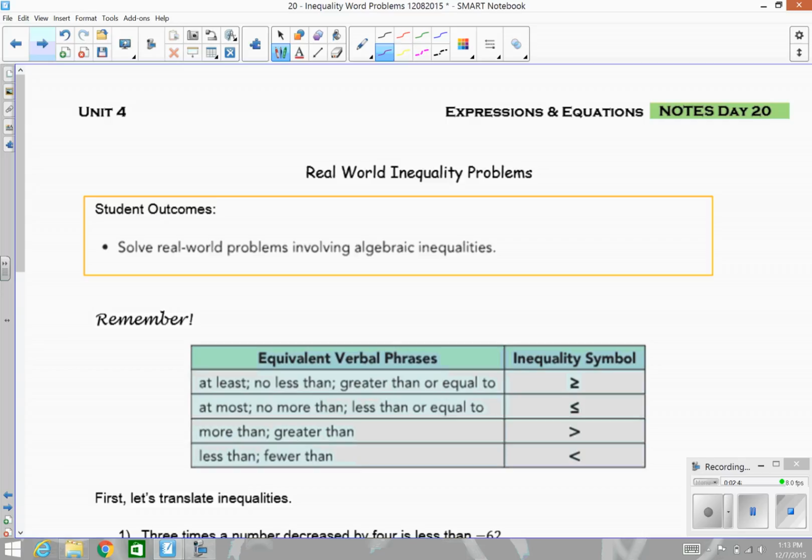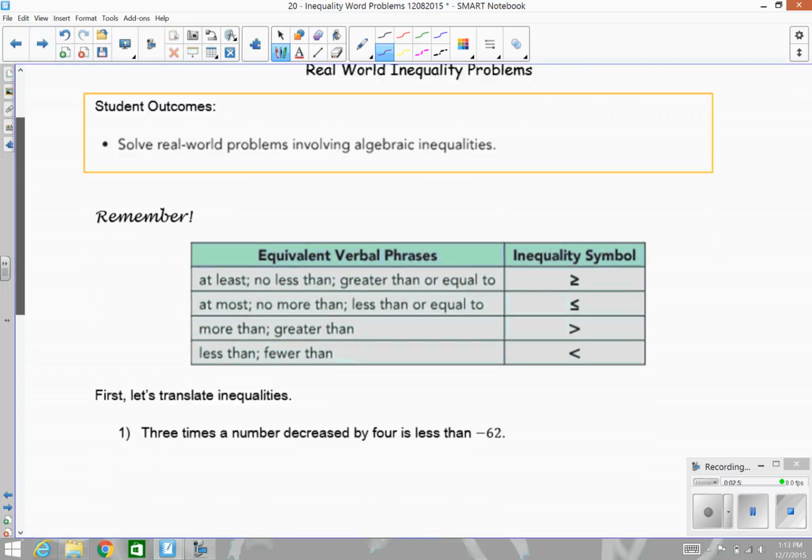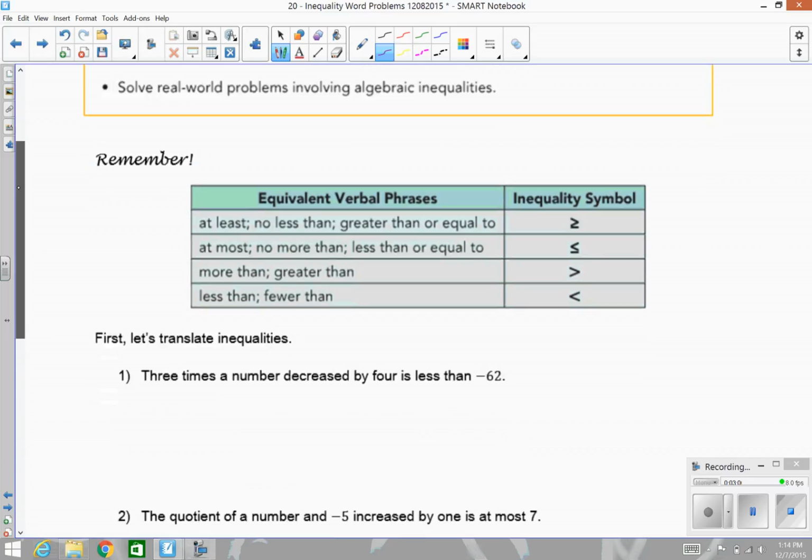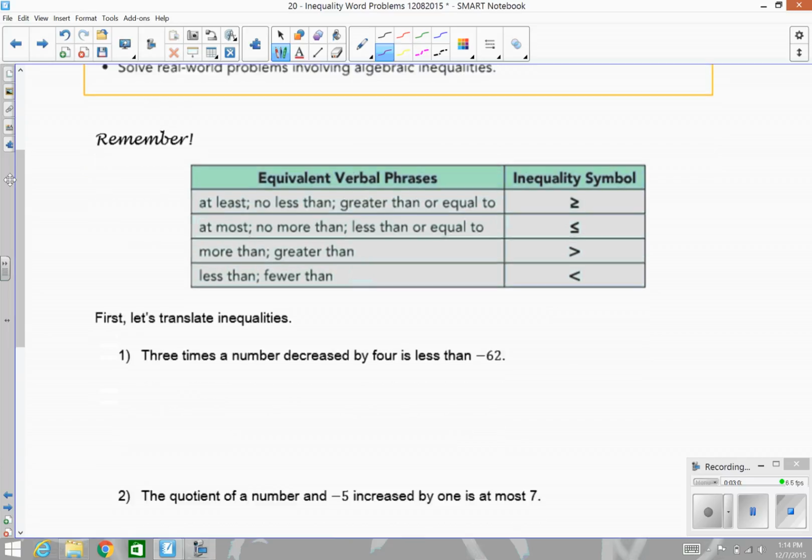Here is the last day of our unit. Okay, and all we're going to do is focus on word problems involving inequalities. Okay, so you've done expressions, you've done equations, you've done word problems with equations, inequalities, and now word problems with inequalities. Okay, I do want to remind you of verbal phrases that represent inequality symbols.